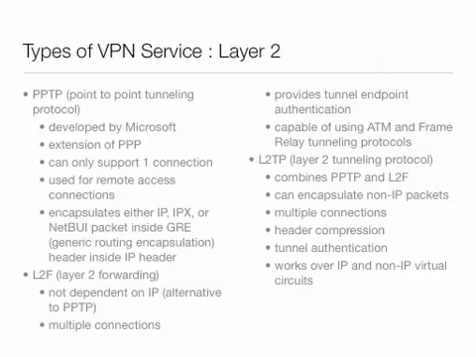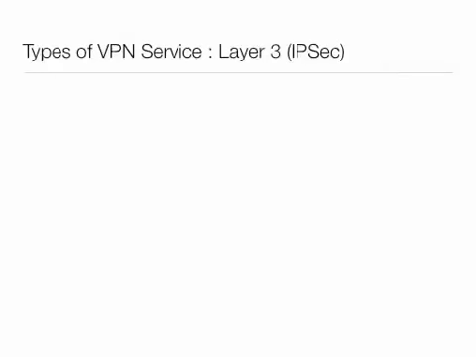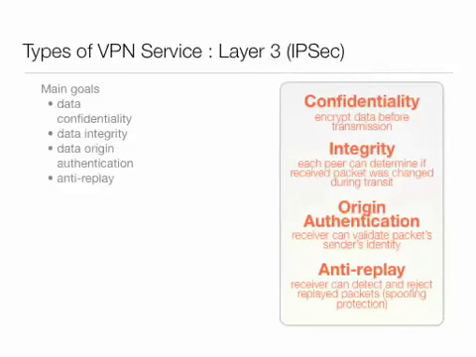The primary protocol on layer 3 is called IPsec, which stands for IP security. IPsec is a collection of technologies to aid in guaranteeing these four main goals. Data confidentiality, which is achieved by encrypting data before transmission. Data integrity, where peers can determine whether a received packet was changed during transit. Data origin authentication, where a receiver can validate the identity of the packet sender. And anti-replay, where a receiver can detect and reject spoofed packets, protecting it from spoofing attacks.